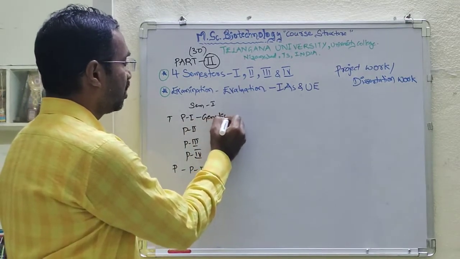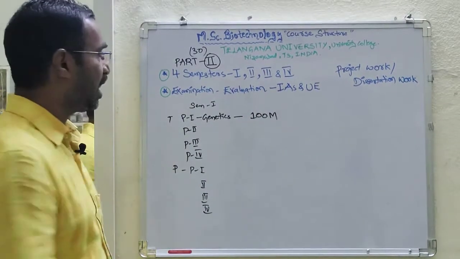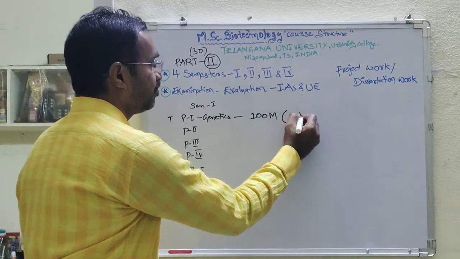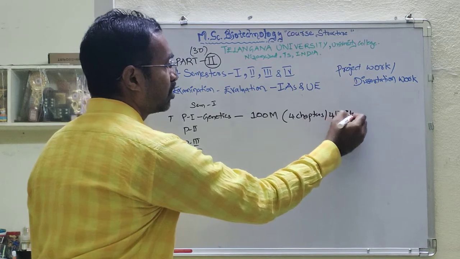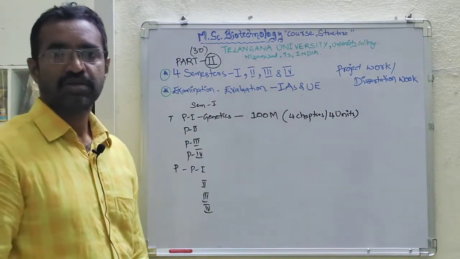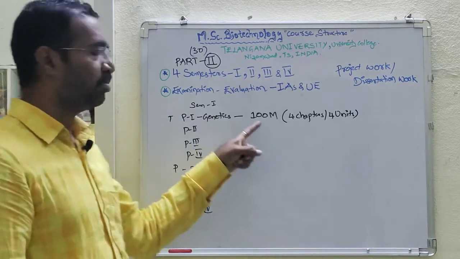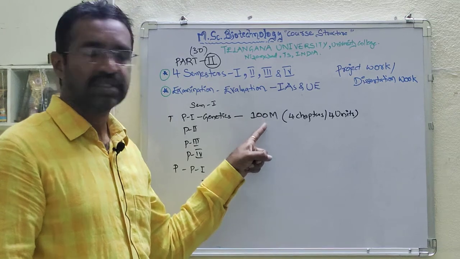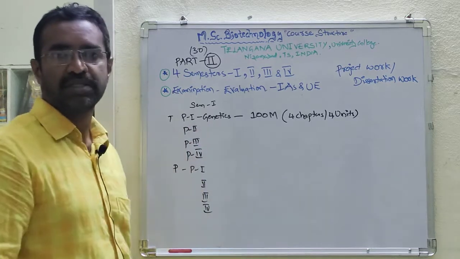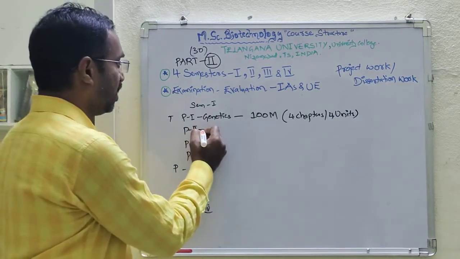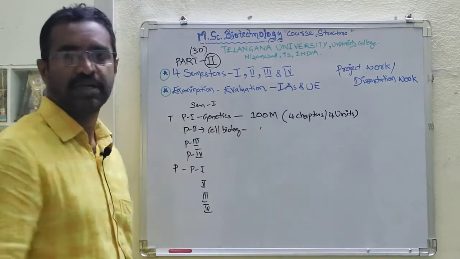The papers details, if you see the further details of the paper, the first paper is going to deal with genetics, and each paper is being evaluated for 100 marks, and each paper is having again 4 chapters, which we can also call as 4 units. So Sem 1 is having 4 papers, and each paper is having 100 marks. Each paper is having 4 credits or 4 chapters. The first paper is genetics, and the second one is cell biology, again 100 marks.